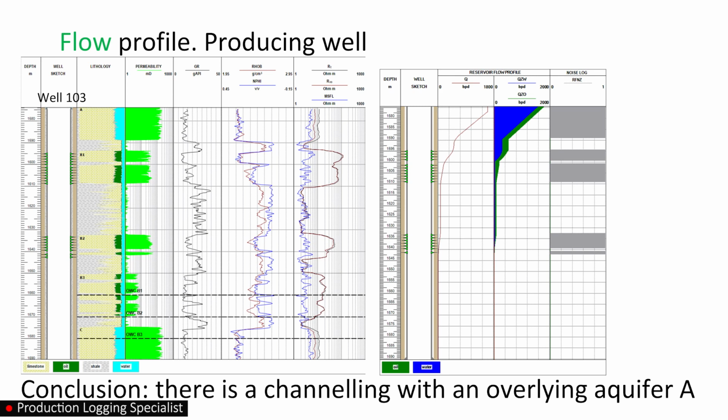There is a flow from the overlying water-bearing formation A and from the underlying water-bearing formation C. Therefore, if remedial jobs are performed on these cross flows and the pressure is maintained below the point where it would cause cement-stone fracture, it is possible to significantly reduce the water cut and increase oil production.